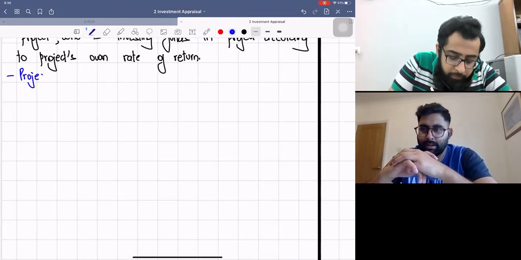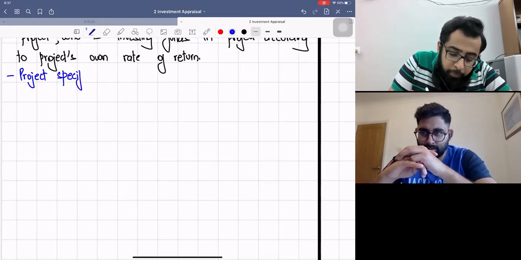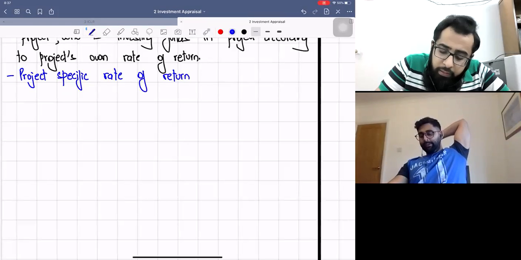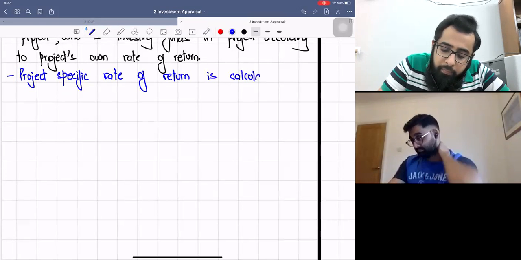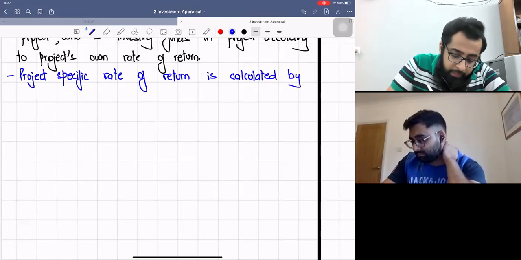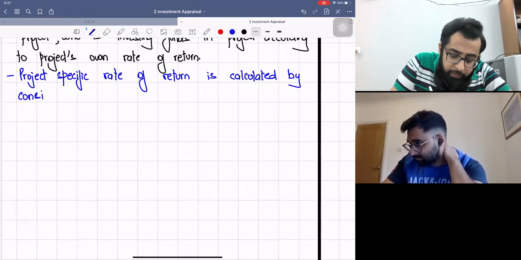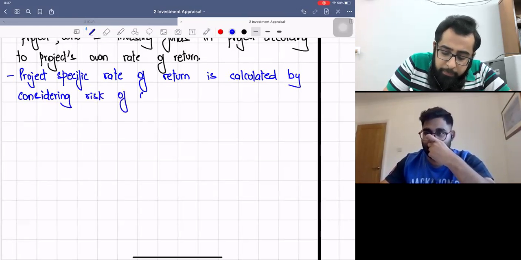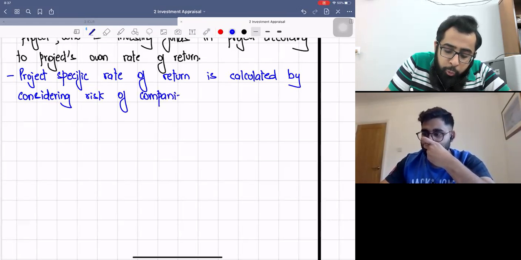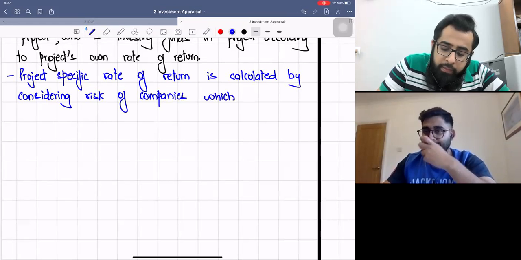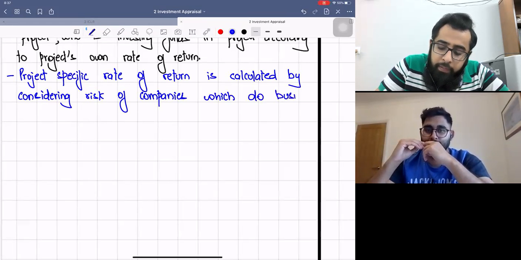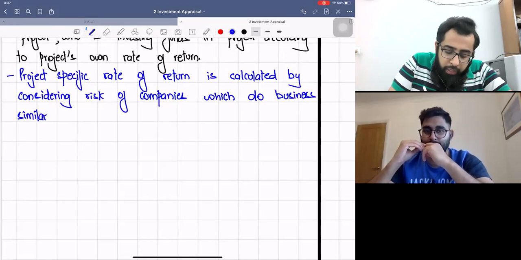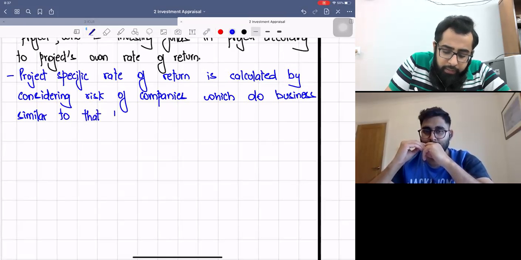So how is the project specific rate of return calculated? It is calculated by considering similar companies, by considering the risk of companies which do business similar to that project. Are you getting it? Yes, of course.